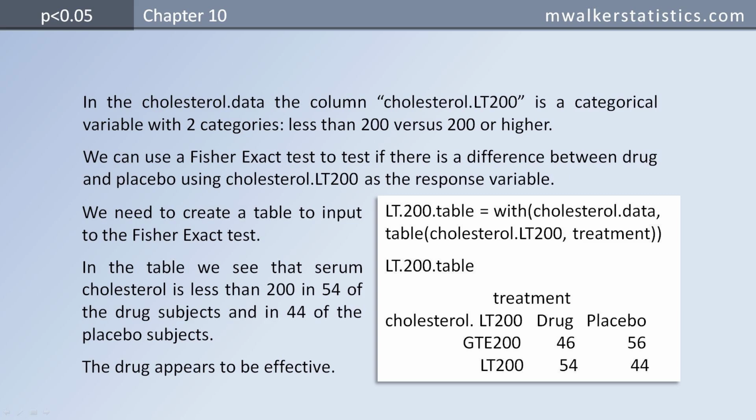In the cholesterol data, the column cholesterol LT200 is a categorical variable with 2 categories, less than 200 versus 200 or higher. We can use a Fisher exact test to test if there is a difference between drug and placebo using cholesterol LT200 as the response variable. We need to create a table to input to the Fisher exact test. In the table, we see that serum cholesterol is less than 200 in 54 of the drug subjects and in 44 of the placebo subjects. The drug appears to be effective.